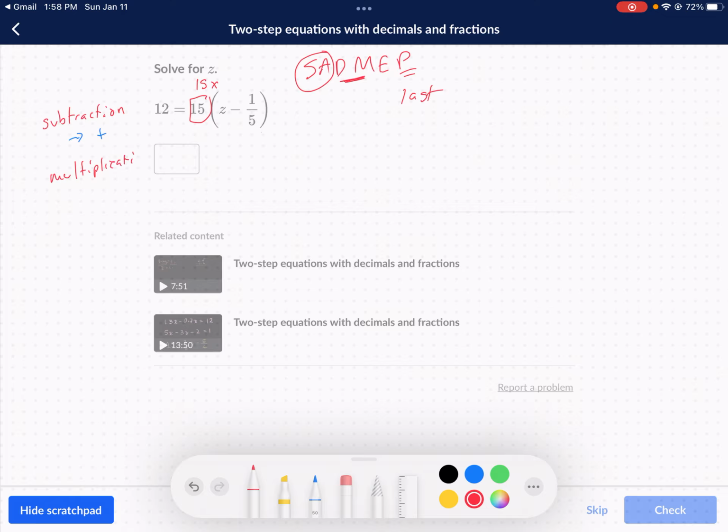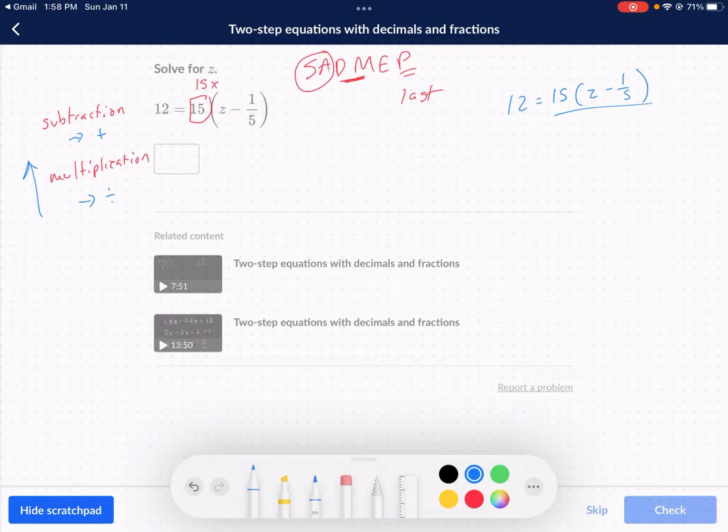I don't know why I decided to write it out. So we're going to do division to undo it. Okay, so those are the two operations we're going to do. And we're going to go in reverse order. So we're going to start with the multiplication. Again, because the subtraction is inside parentheses, and parentheses is last. So let me rewrite this. We got 12 equals 15 times the quantity z minus 1/5.